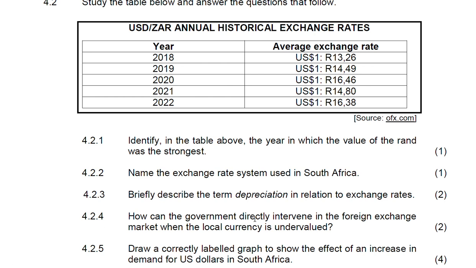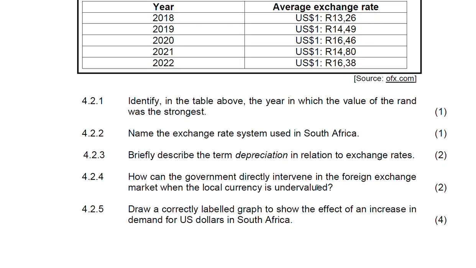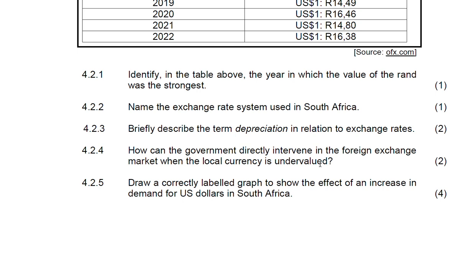4.2.4 How can the government directly intervene in the foreign exchange market when the local currency is undervalued? So, what can the government do in cases where our rand is undervalued? For example, it is showing 16.38, but we believe it should be 15 rand or even lower. In that case, we believe that the rand is undervalued against the USD. So what will the SA government do to intervene in this issue of an undervalued rand?